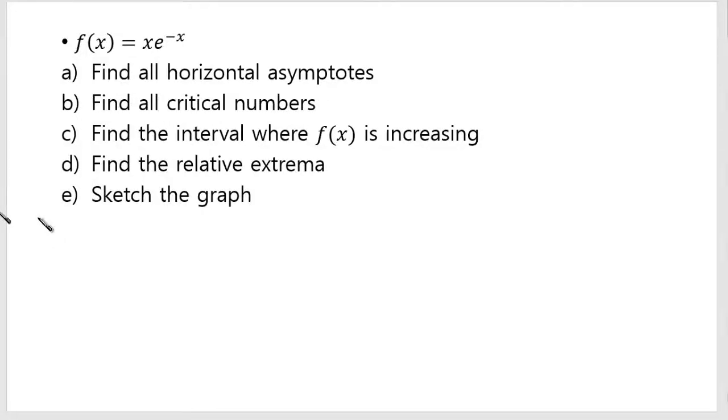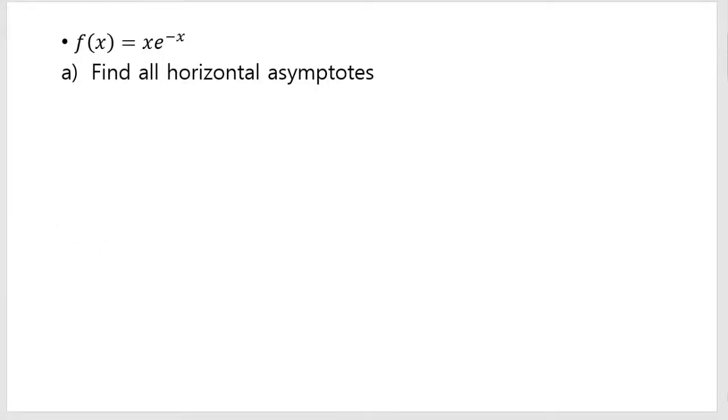For the function f of x equals x times e to the negative x, find all horizontal asymptotes, find critical numbers, find the interval where f is increasing, find the relative extrema, and then sketch the graph. Let's try this problem. First, find all horizontal asymptotes.